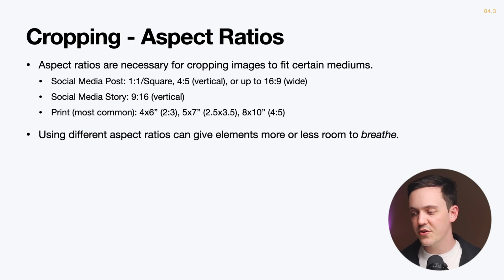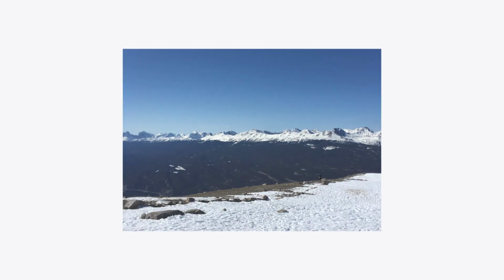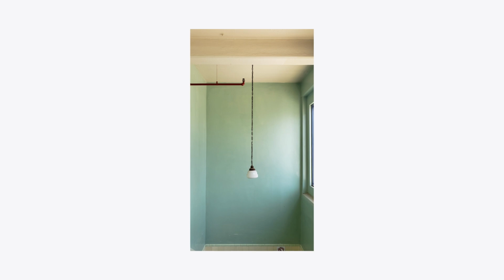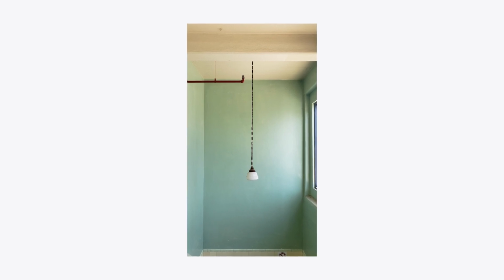Ultimately, consider how your crop and aspect ratio can actually give elements in your composition more or less room to breathe. As a general rule of thumb, you can try to match your aspect ratio with the shape of your subject. You can try a wide aspect ratio with a wider subject or a vertical aspect ratio with a taller subject.